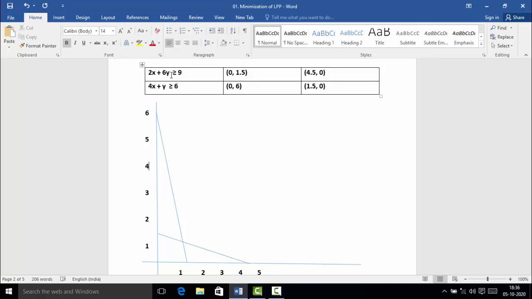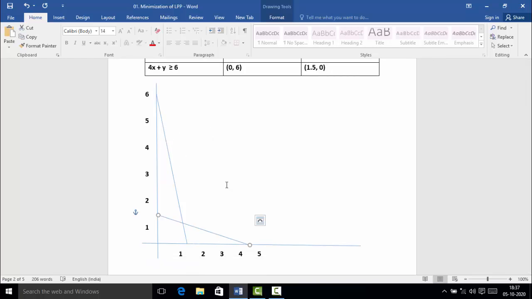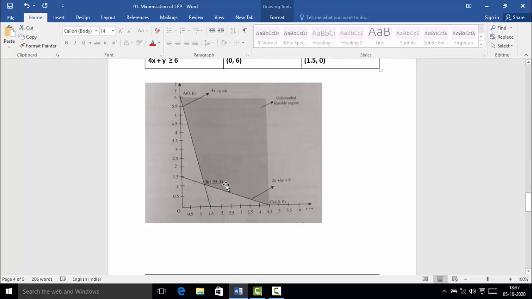When the sign is greater than or equal to, the feasible region is away from the origin, above the line. This is our line for that constraint, and greater than or equal to means our feasible region is away from the origin, on the upper side. Similarly, for the second constraint, the sign is greater than or equal to, so the feasible region is away from the origin, above the line. If we draw this graph on paper, we will get this type of graph.